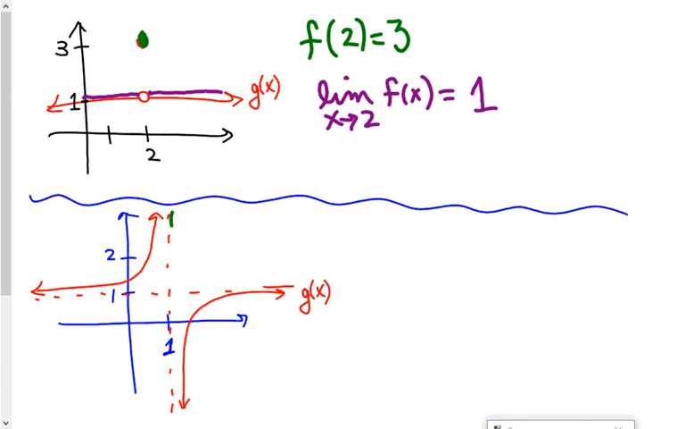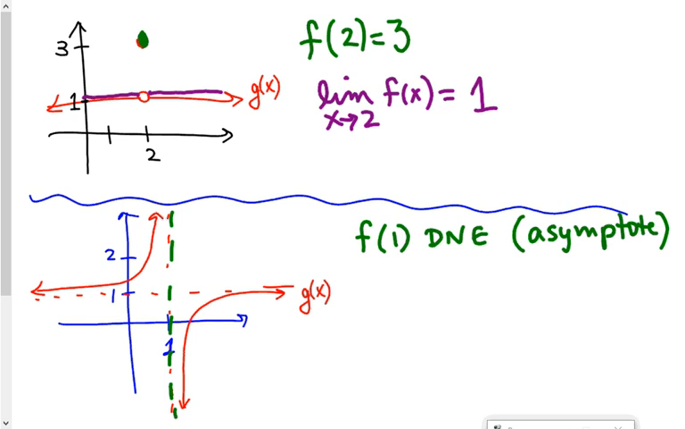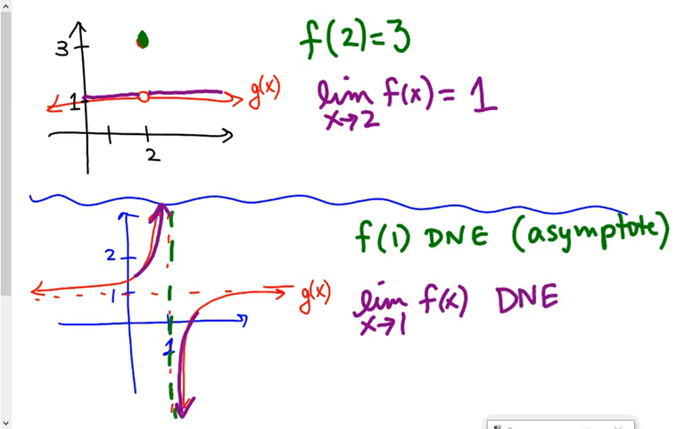Okay, in this next one, at x equals 1, we have an asymptote. So here, f of 1 does not exist because it's an asymptote. Right. Now what happens as we do the limit as x approaches 1 of f of x? So on the right side, I'm headed down towards negative infinity. On the left side, I'm headed up towards positive infinity. So for this one, the limit does not exist because the left side does not equal the right side.